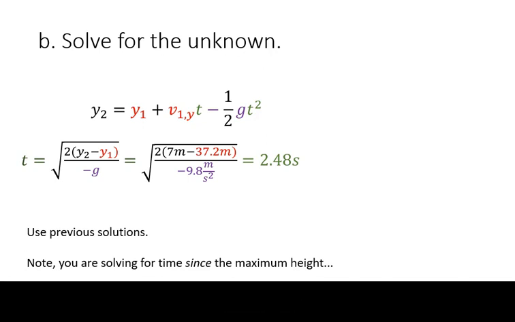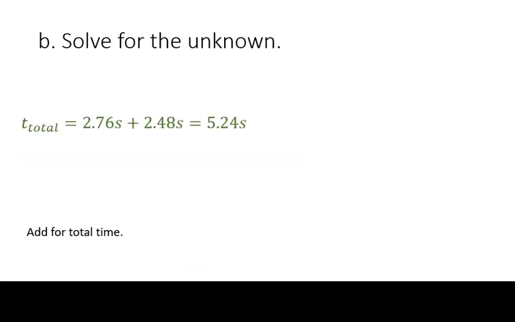This does mean that when we simplify it, one of the terms drops out, and we get a simple solution that we can plug in for. Because this is the time only for the second time interval, don't forget to add it to the first time interval.